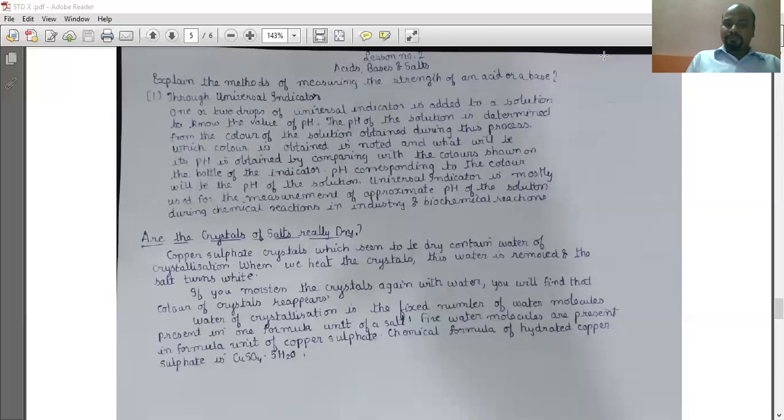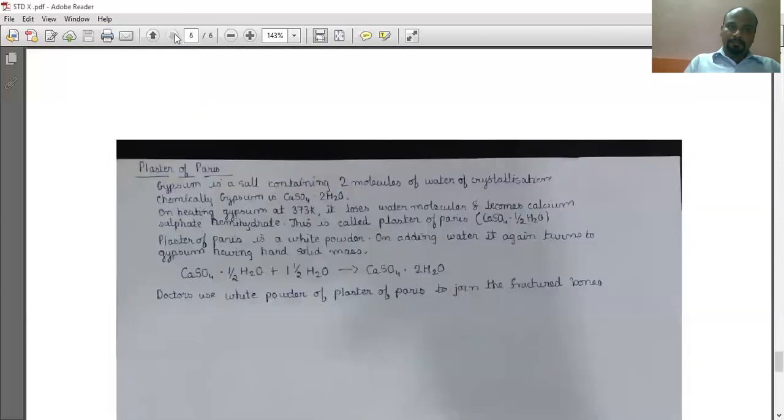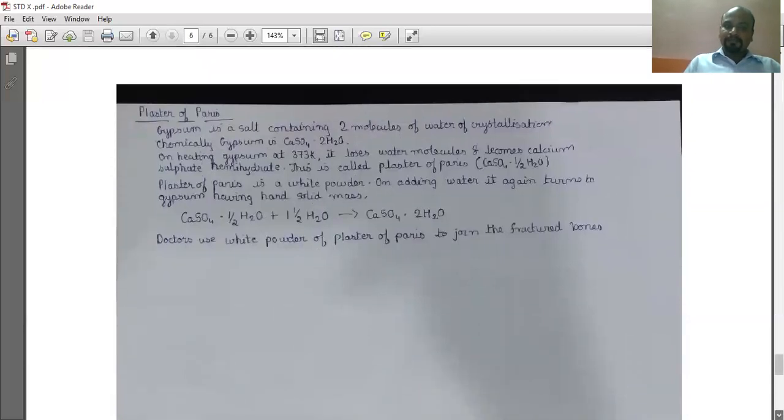Water of crystallization is the fixed number of water molecules present in one formula unit of a salt. Five water molecules are present in the formula unit of copper sulfate. The chemical formula of hydrated copper sulfate is CuSO4·5H2O. It is said hydrated because water molecules are present. Now moving on to the next compound, plaster of Paris.